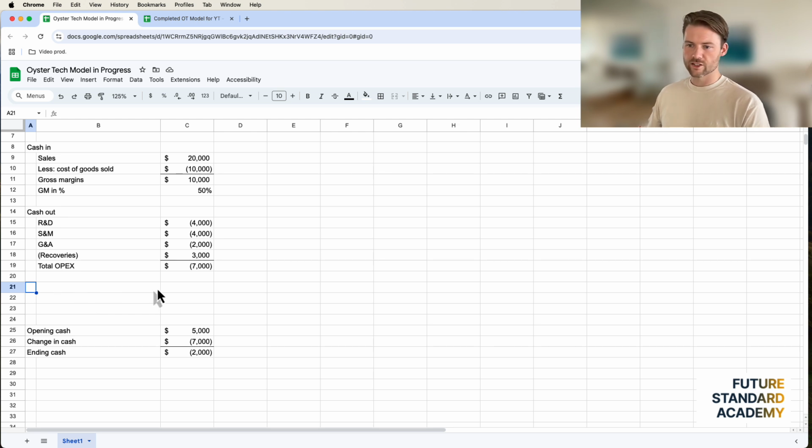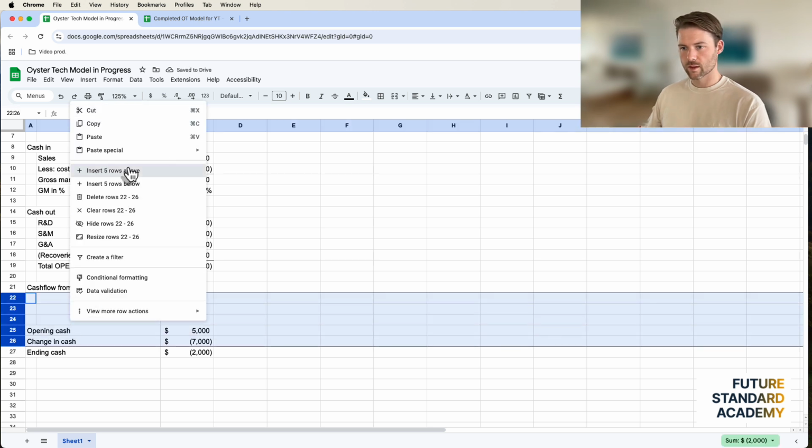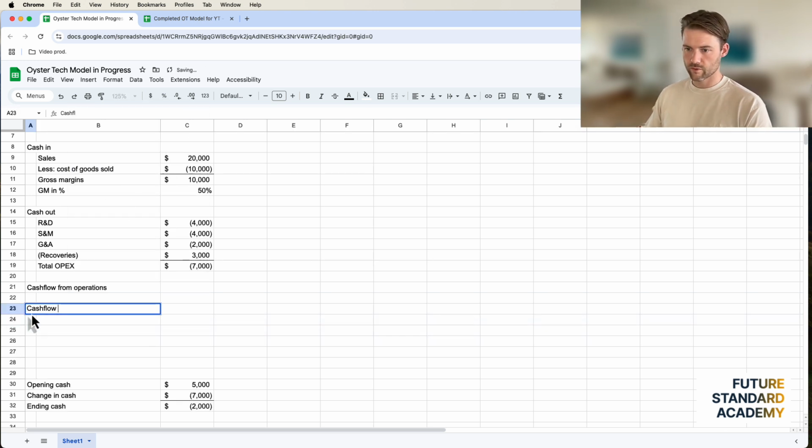So cash in, cash out, then I'm just going to add a few columns here because this isn't complete yet. So we get our cash flow from operations, and then we'll need to add a few more rows here. Let's go cash flow from investing. So that'd be capital assets.